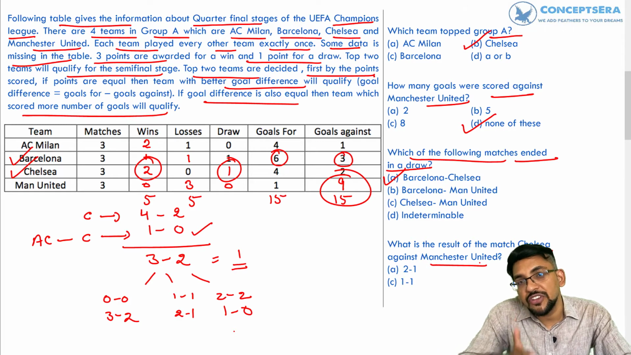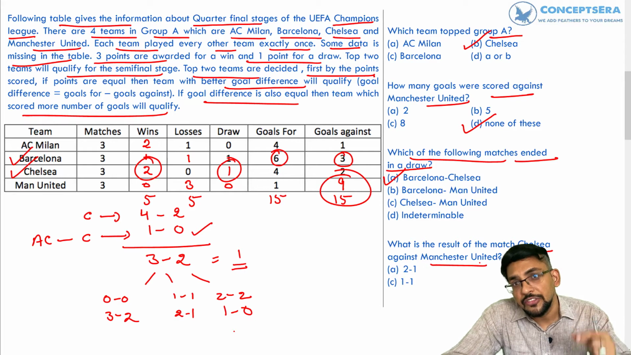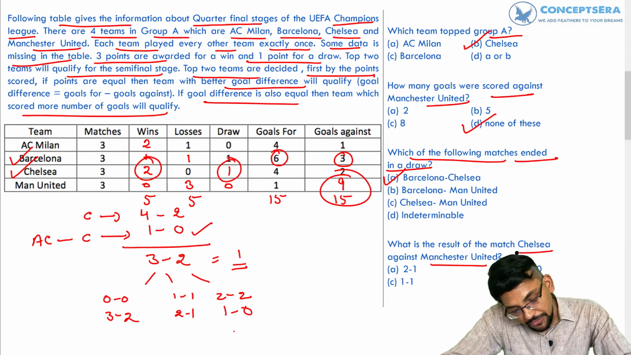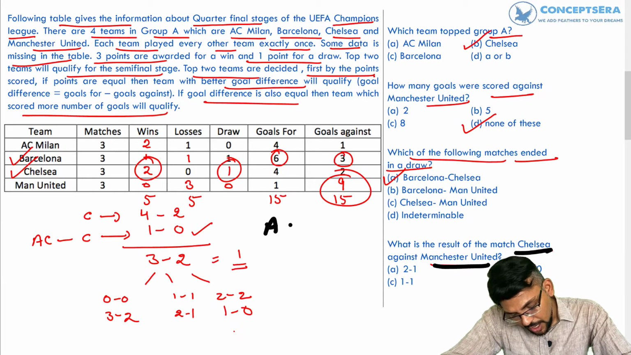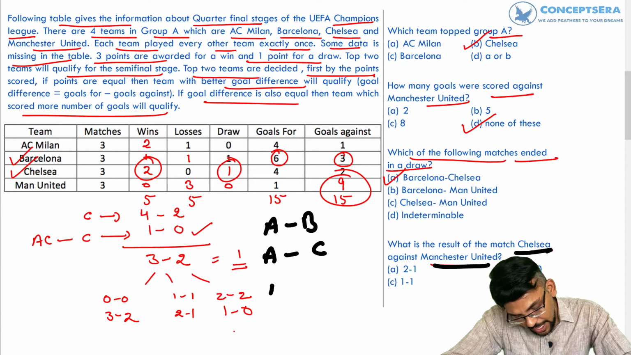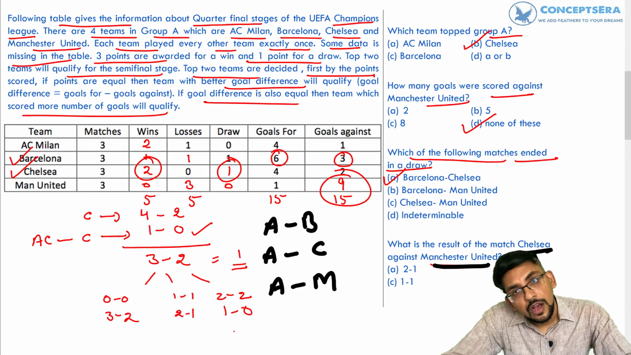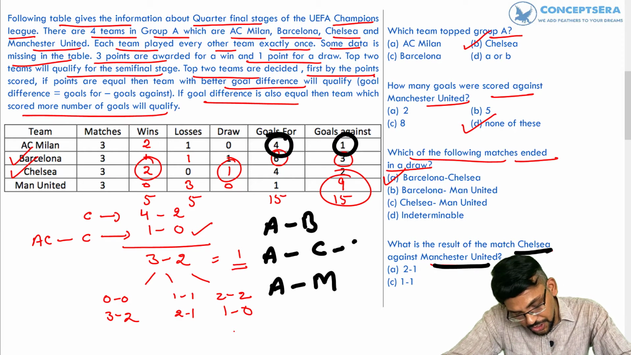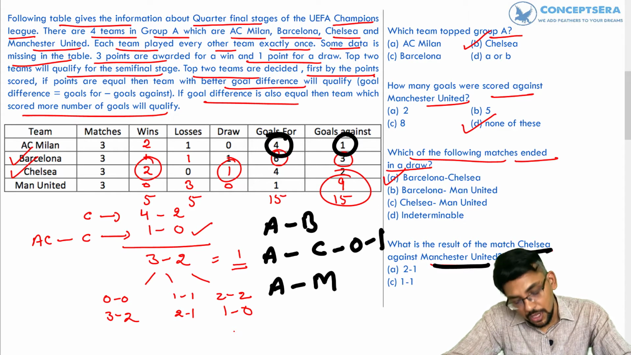But here we'll discuss how we can decode this also, because if all 4 questions are based upon the goal line, then you should know how to approach this caselet. Now here we are looking for the goal line between Chelsea and Man U. And what we know from here, AC Milan played against Barcelona, AC Milan played against Chelsea and Man U. And goals for is 4 and goals against is 1. So in this match AC Milan lost, the goal line being 1-0.